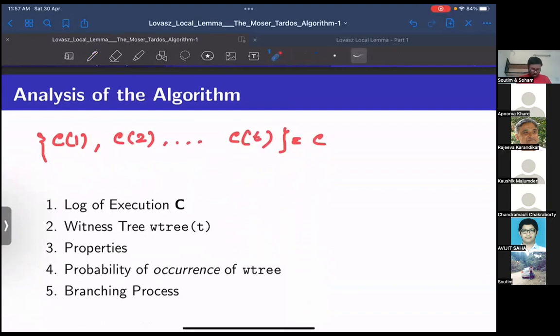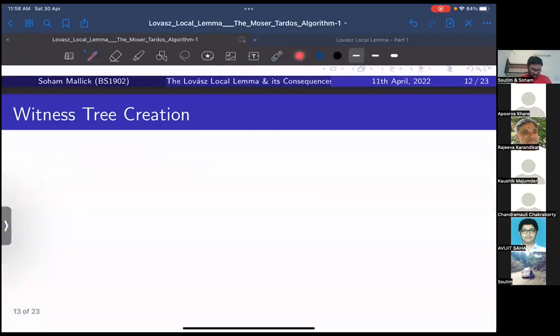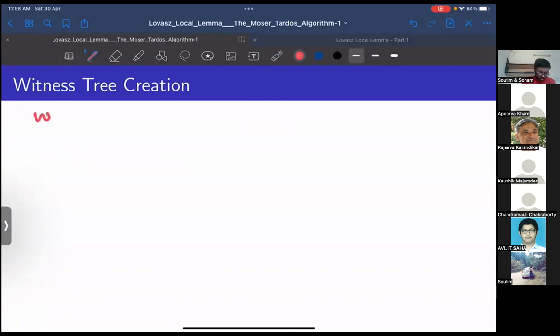For that, we'll construct a particular tree, which is called the witness tree. Why do we need to construct a tree? Because this tree has certain properties, which will essentially give us our proper bounds. We'll study the properties. I'll just briefly describe how we can construct such a witness tree. The witness tree at time point t begins with the root C_T. C_T is essentially the event that was resampled at time point t. So we begin with C_T. This is my vertex, and we look at C_{T-1}, the event that was resampled at time t minus 1.